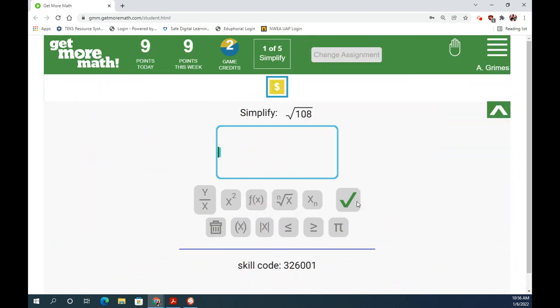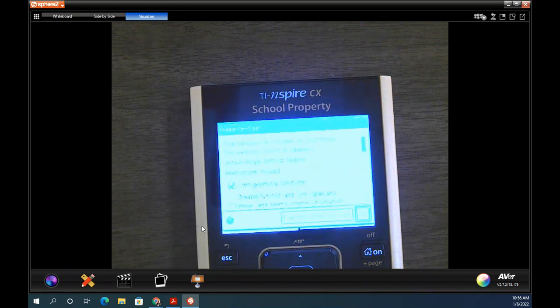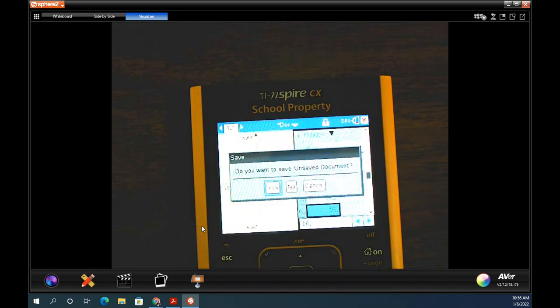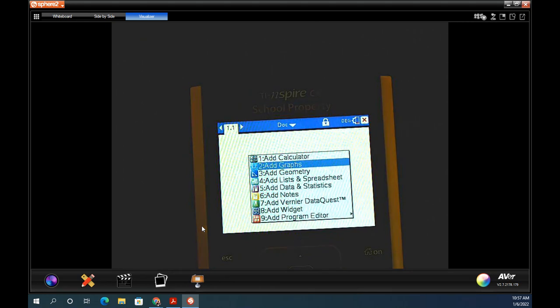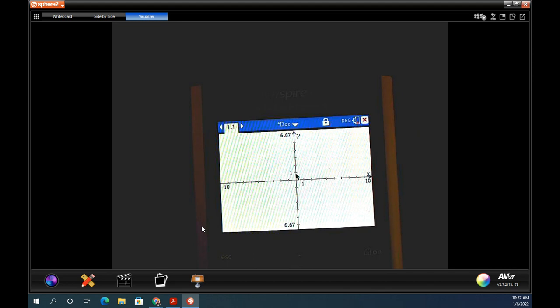The square root of 108. All right. So here we go. Let's take a look. Let's do it again. We can go to home, new document. Do you want to save? No. Add a graph. So we type in 108 divided by x. Hit enter. Go to your table. Control T.